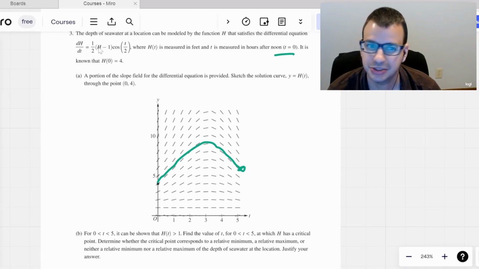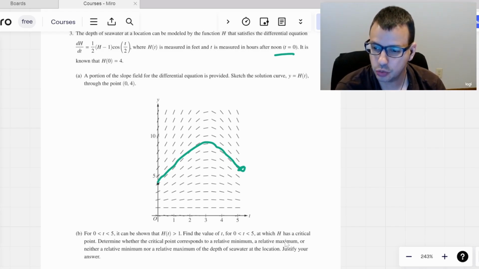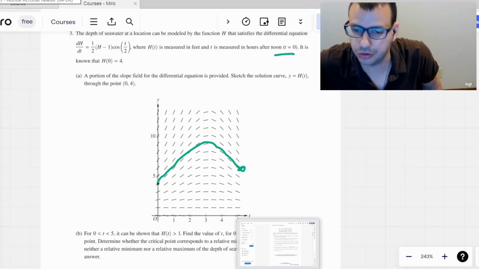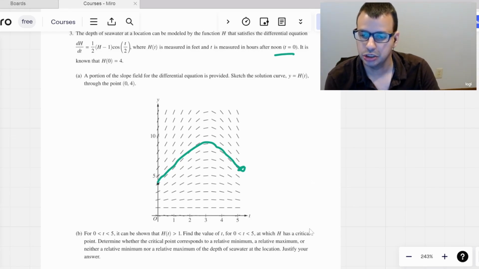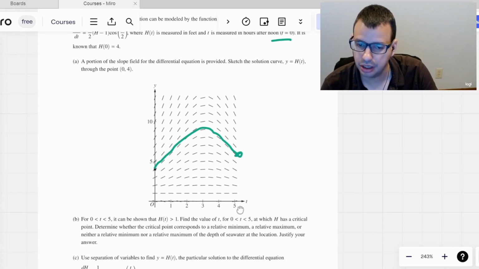Okay. Oh, that just keeps this top part positive. That's all they're going for. Find the value of t between 0 and 5 at which h has a critical point. Determine whether the critical point corresponds to a relative minimum, maximum, or neither. Blah, blah, blah. Justify your response.